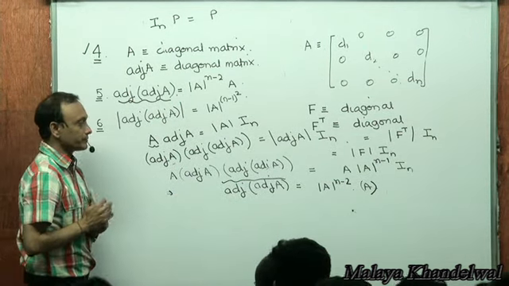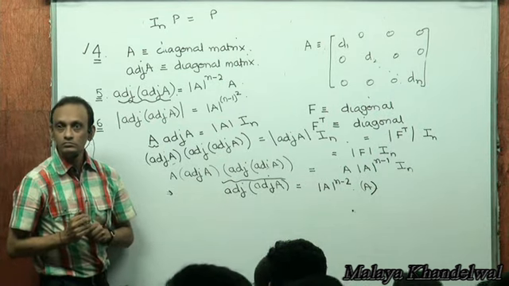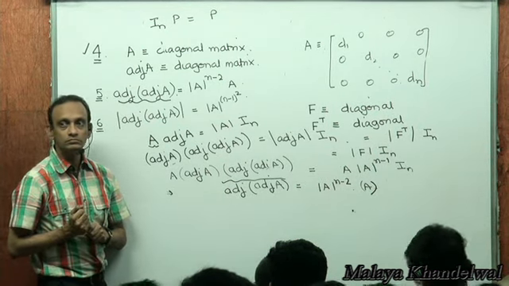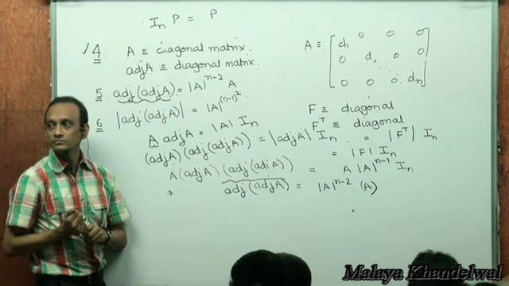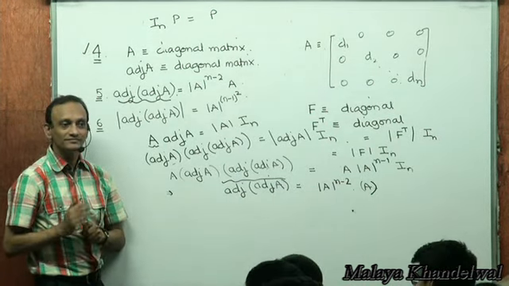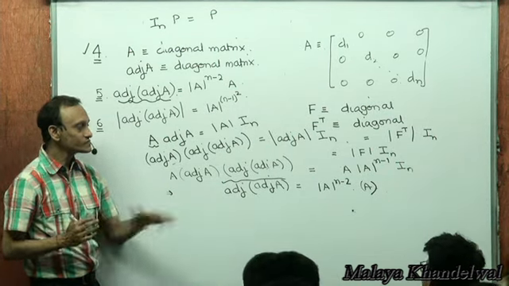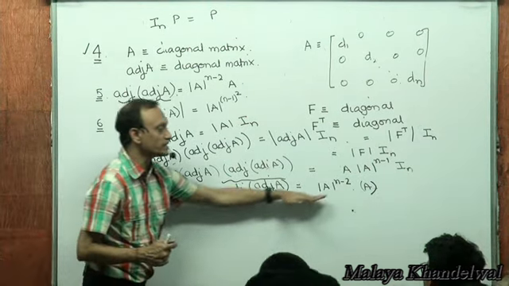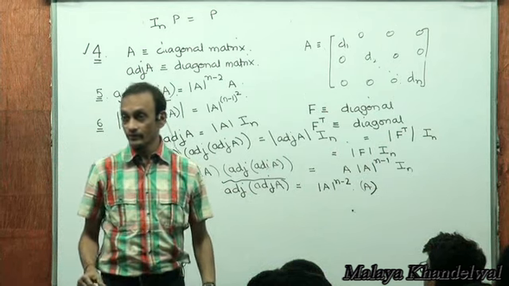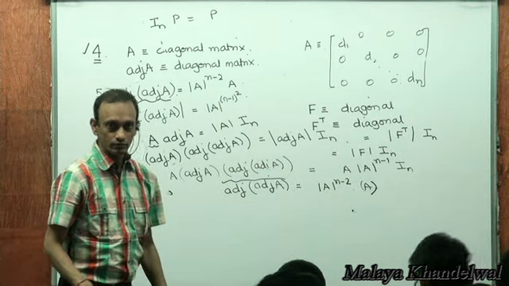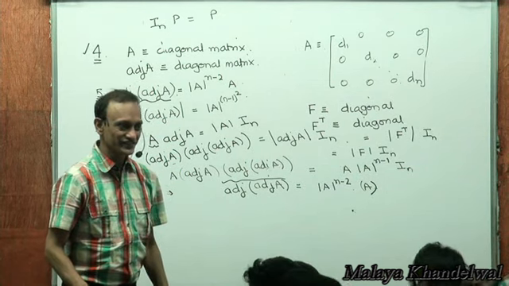How about it? No? Am I buying curse from you? No, you're not cursing me? Adjoint of adjoint A is determinant A to the power n minus 2 into the matrix A. It would do good to remember this also, right?